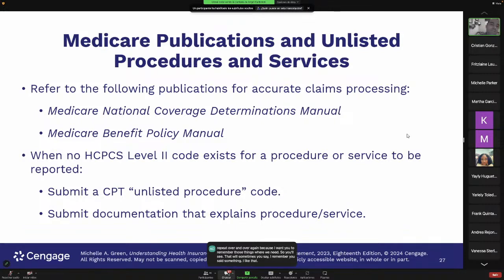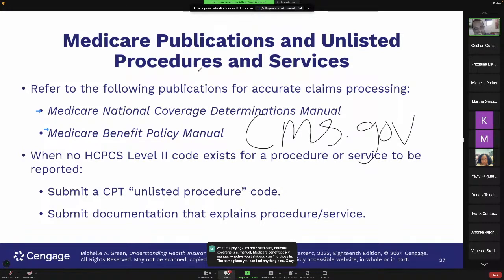So you want to see what gets paid and what's not? The Medicare National Coverage Determination Manual, the Medicare Benefits Policy Manual. Where do you think you can find those? In the same place you can find anything else, CMS.gov, the Centers for Medicare and Medicaid Services.